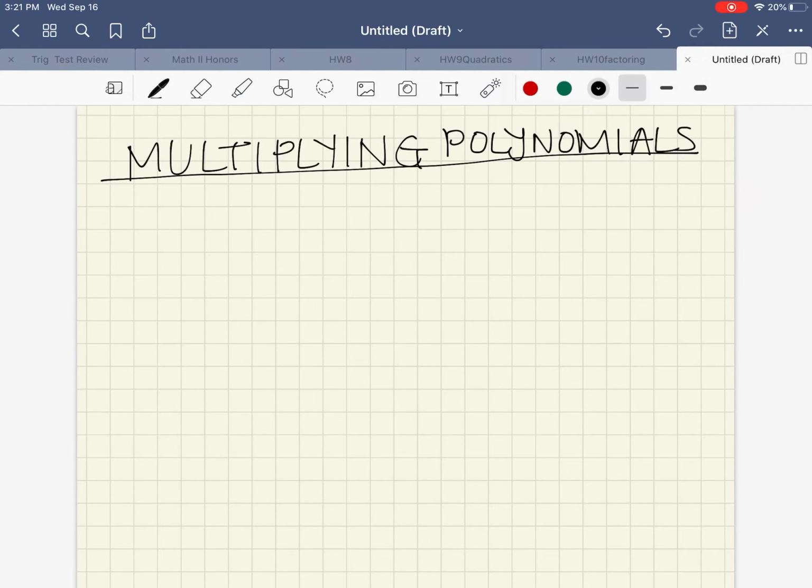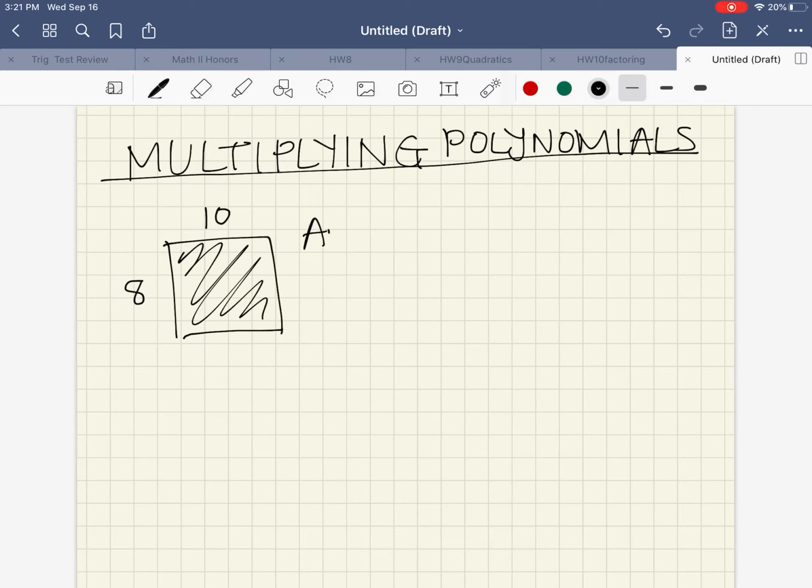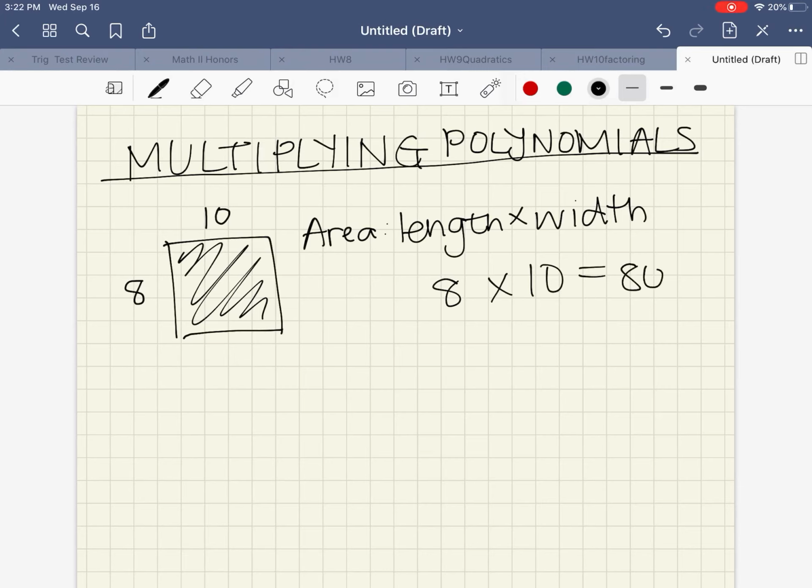So in this video, we're going to talk about multiplying polynomials. Before we start with that, I want you to take a look at this box that I'm going to draw. Let's pretend that this side is 8 and this side is 10. If I wanted to find the area of this box, what would I do? To find the area, you do length times width. So here, for example, you would do 8 times 10, which gives you 80. So the area of this little box would be 80.